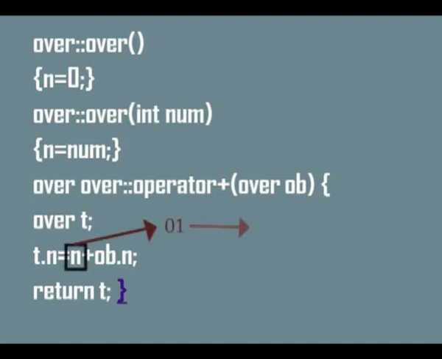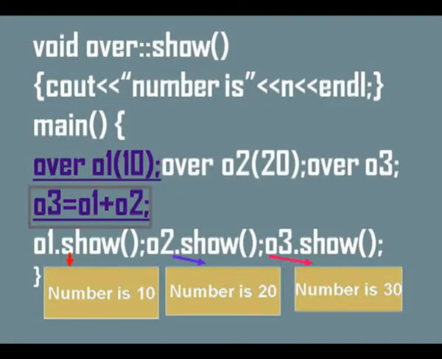So, O1's n is having the value 10, O2's n is having the value 20. So, 10 plus 20 is nothing but 30, that is assigned to this particular object t. Finally, you are returning the value of t. So, this is how the compiler understands this overloaded function, and then it will return the value t to this particular statement. The value t will go to O3, which is nothing but it holds the value 30.